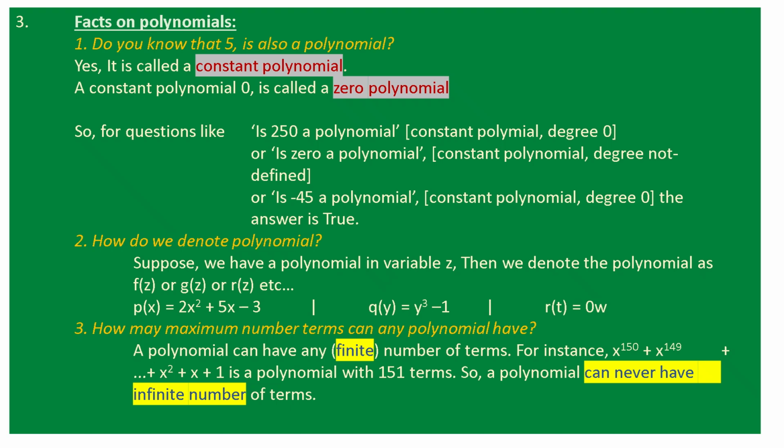So for questions like is 250 a polynomial, is 0 a polynomial, is minus 45 a polynomial, the answer is true. Now, how do we denote polynomials? Suppose we have a polynomial in variable z. Then we denote the polynomial as f of z or g of z or r of z, etc. Given below are three such examples of how we can denote the polynomials.